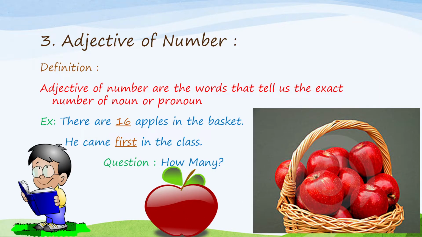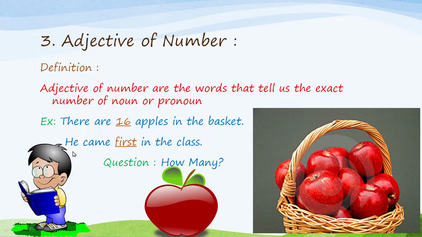Next is adjective of number. Number here states that something you can actually number or you can count. Adjective of number tells you the exact number of noun or pronoun, unlike adjective of quantity, which only gives you the quantity, not the number. Let's define it. Adjective of number are the words that tell us the exact number of noun or pronoun. Example, there are 16 apples in the basket. Here, the number 16 is adjective of number because it is telling you how many apples are there exactly in the basket.